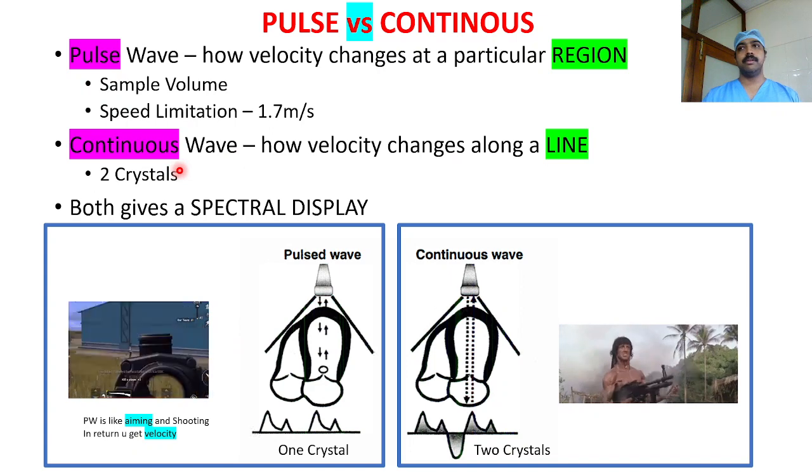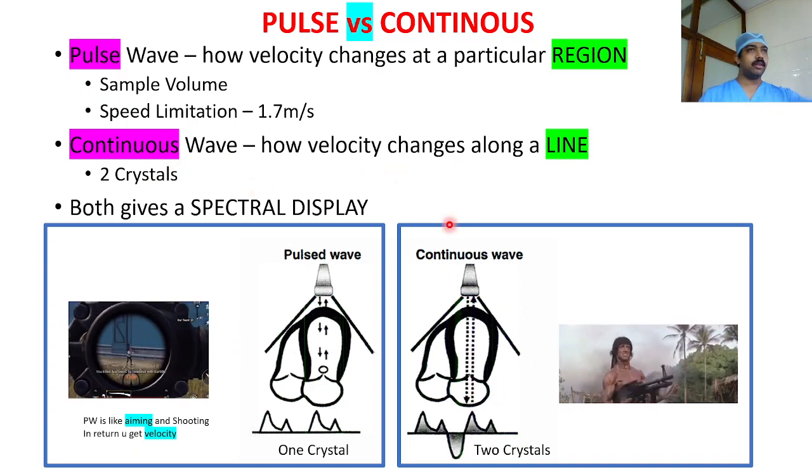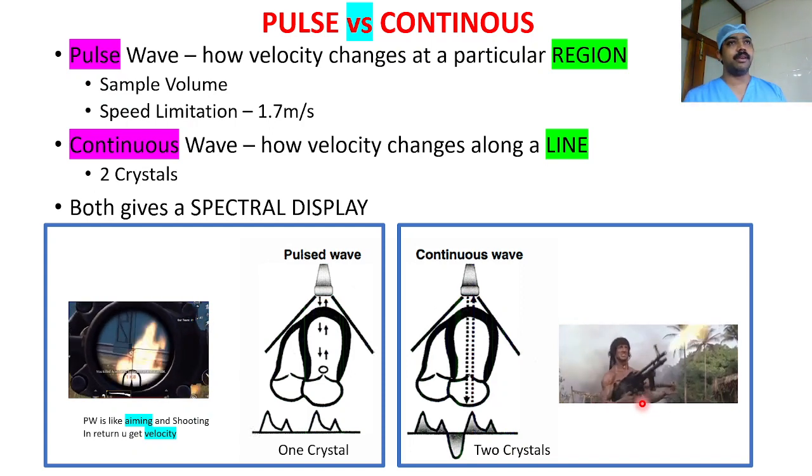But continuous wave uses two crystals. We keep a line, and all the velocities of any structure falling in that particular line will be picked up. One crystal will be continuously sending the signals and another crystal will be simultaneously receiving all these shifts in the Doppler frequencies. So that is like shooting a machine gun continuously and you get it back. That is the main difference between pulse wave and continuous wave.